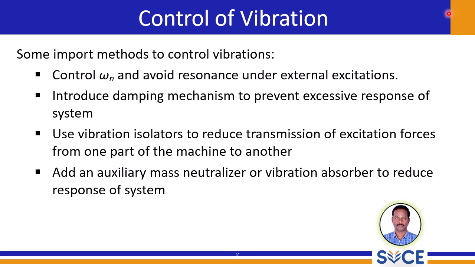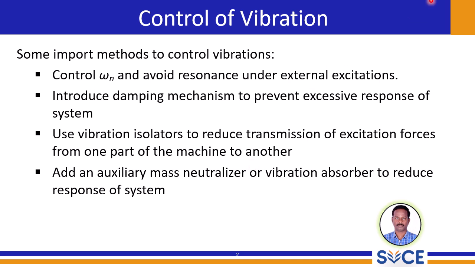Further, the third point focuses on the use of vibration isolators. These are specifically designed to reduce the transmission of excitation forces from one part of the machine or system to another. For instance, if we have a vibrating machine, we can use isolators to prevent these vibrations from being transmitted to the supporting structure or other sensitive equipment nearby.